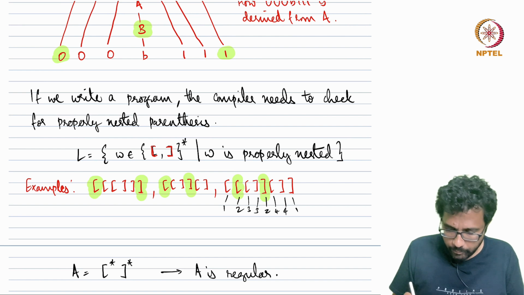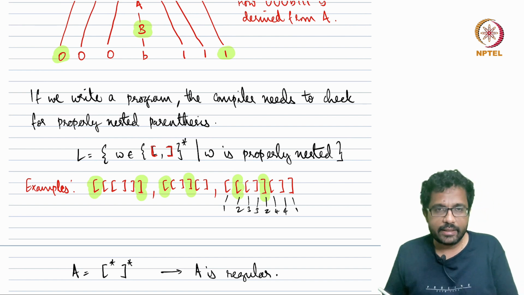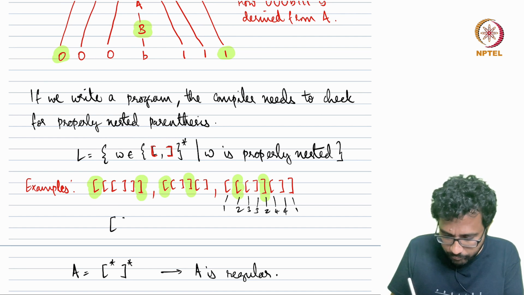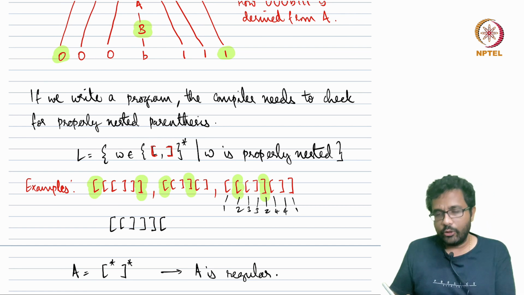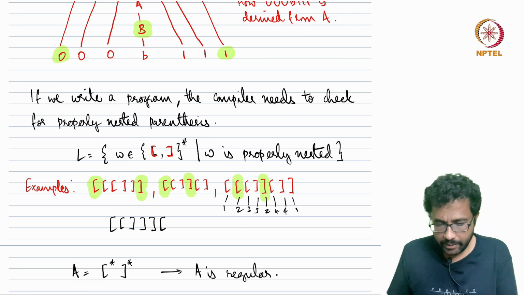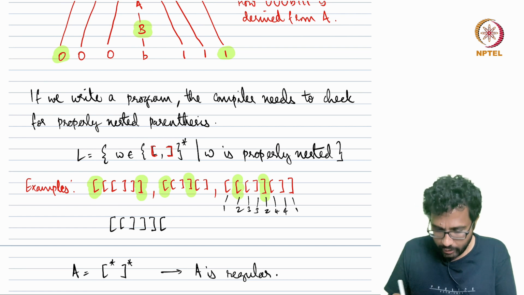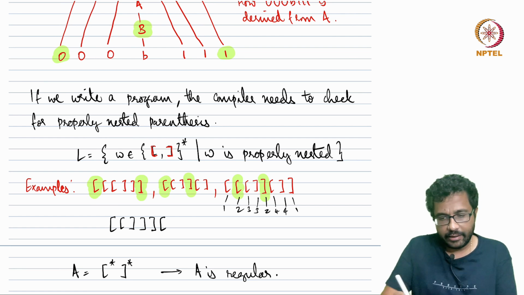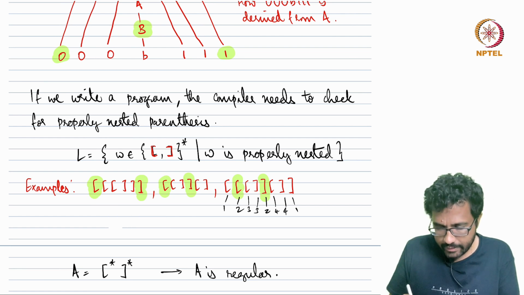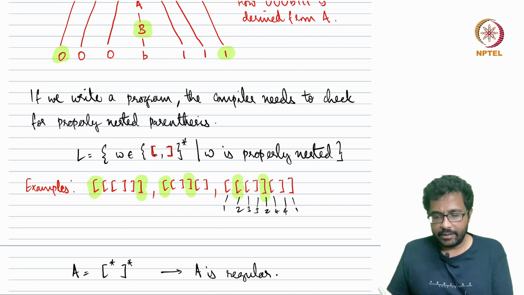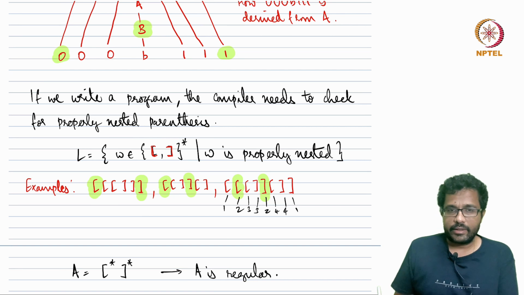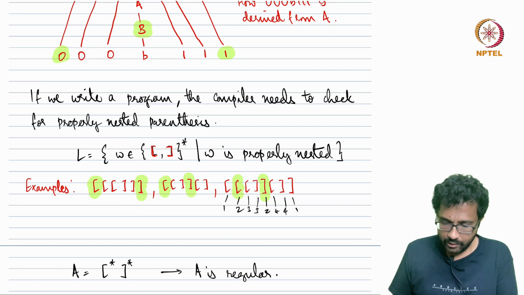So for being properly nested, we need more than just the numbers matching. Here the number matches: there are 3 open brackets and 3 close brackets, but this is not properly nested, because there is one closing and then there is something opening. So that is the definition of properly nested, and this we know is not a regular language. Why is it not a regular language? Let's see why.